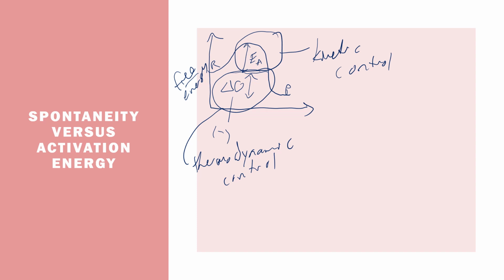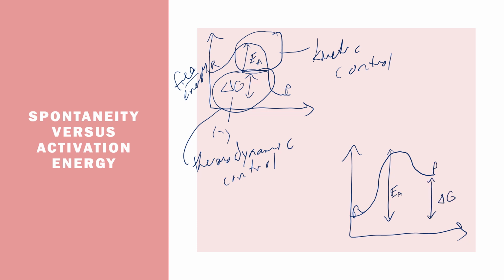Just to compare, I'm going to draw the other type. If it starts low and ends high, the activation energy is still between the reactants and the top of the hump, the activation energy barrier. But the difference between the reactants and the products is the delta G, and as long as this is free energy, and they will specify, this delta G is positive, so that is not thermodynamically favorable.